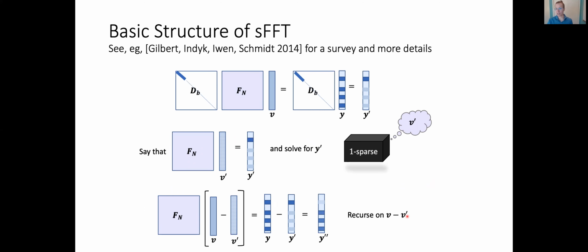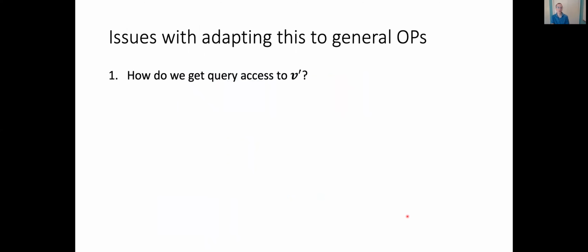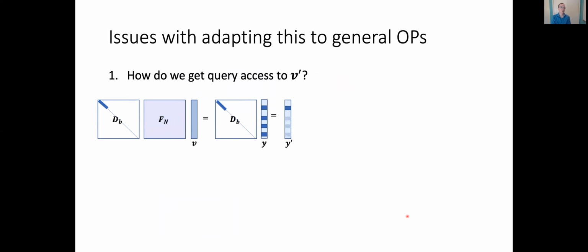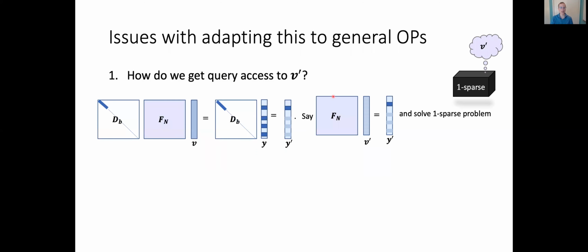There are a lot of issues that happen when generalizing this. So let me highlight 3 of them. 2 of them we deal with, and 1 of them I don't know how to deal with. So the first one, and this is sort of the main one, is how do we design this filter in order to give us access to v prime? So the way it works for the sparse Fourier transform typically is the following. So I'm just repeating some of these equations from the previous slide. So suppose that I've done this thing where I've multiplied by this filter to get this one sparse vector y prime. And now I'm going to suppose that v prime is the inverse transform of y prime and try to solve the one sparse problem.